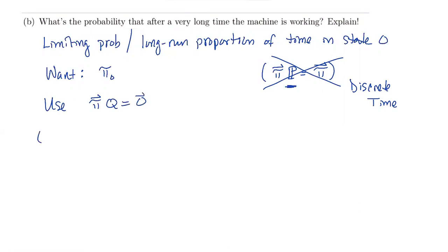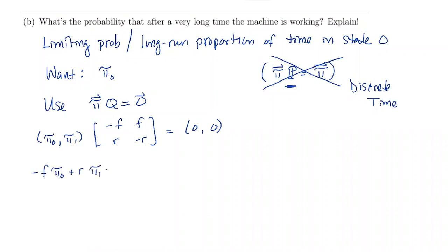So if we write this out, we've got pi 0, pi 1, and then we've got our Q matrix, minus F, F, R, minus R, and we want this to equal 0, 0. So if you start multiplying out the rows and columns, we get minus F pi 0 plus R pi 1 is 0, and then the other equation is F pi 0 minus R pi 1 equals 0, which is not giving us any additional information.